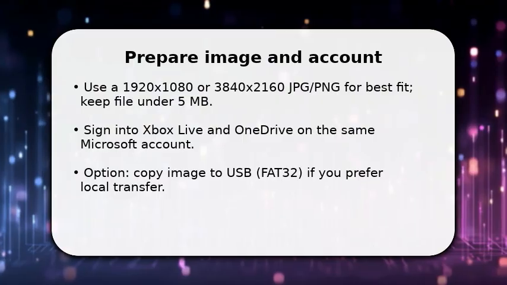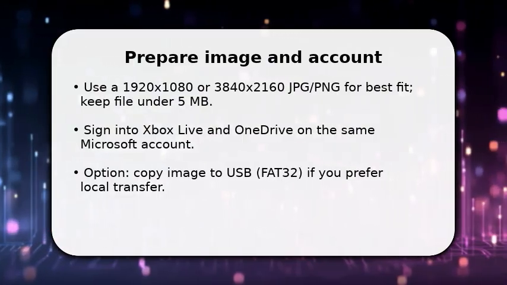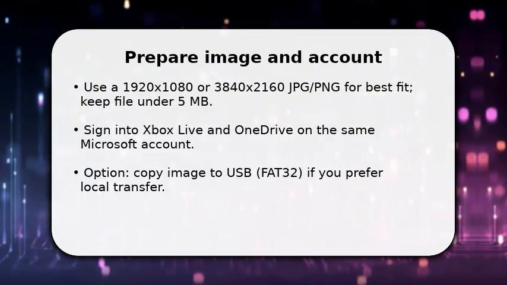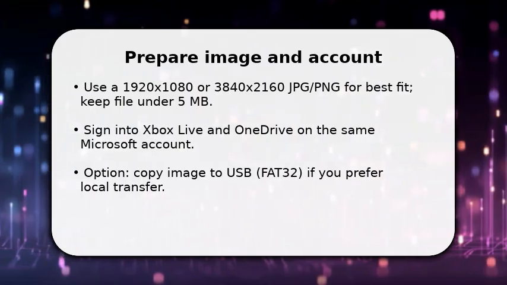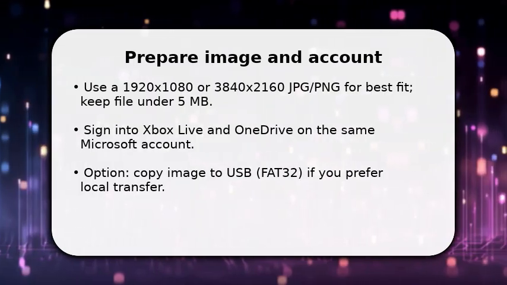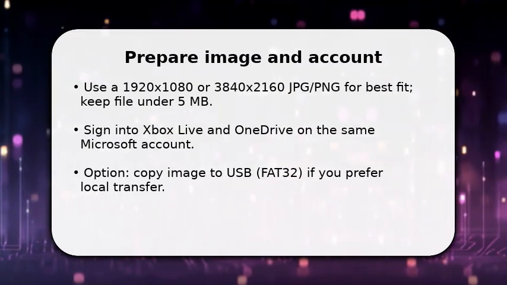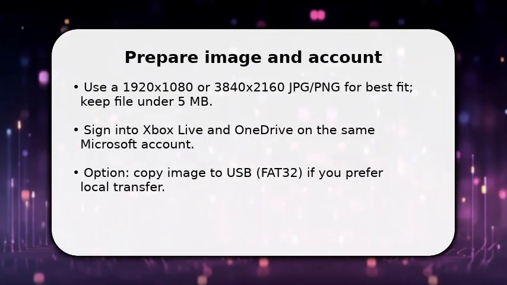You'll start by getting one clear image and access ready. Choose a 1920 by 1080 or 3840 by 2160 JPG or PNG so the art scales correctly. Then sign into the same Microsoft account on your Xbox and OneDrive. Once done, upload the file to OneDrive or copy it to a FAT32 USB stick. Either route lets the console read the image.